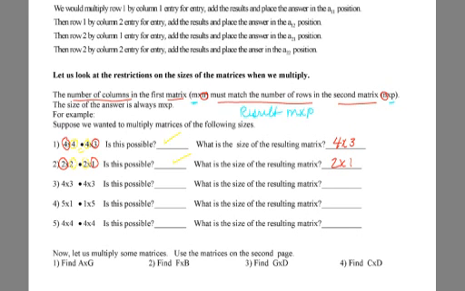Is it possible to multiply a 4 by 3 by a 4 by 3? They're the same size. I could add them, but I can't multiply them because the inside numbers don't match. What about a 5 by 1 times a 1 by 5? Insides match, so it's possible. How big will the result be? Oops, 5 by 5.